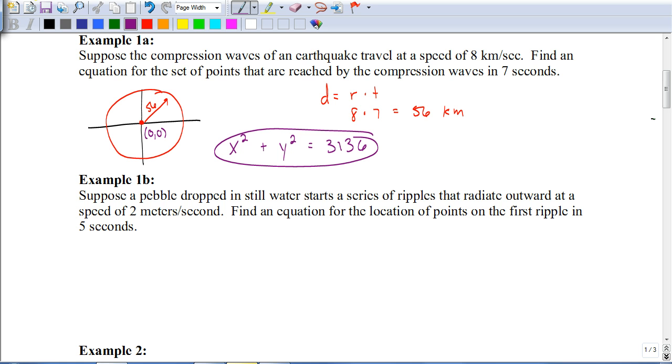I want you guys to try this one on your own. Suppose a pebble is dropped in still water and starts a series of ripples that radiate outward at a speed of 2 meters per second. Find an equation for the location of points in the first ripple in 5 seconds. Once you work that one out, it's very similar to the one that we just did. So you can pause the video and hit play when you're ready to check to see if you got the right answer.